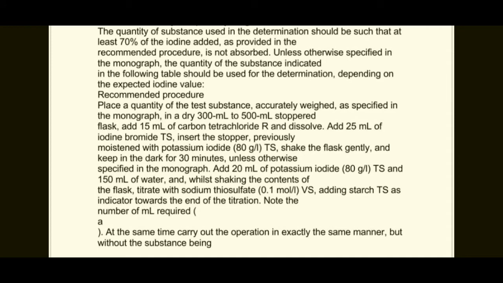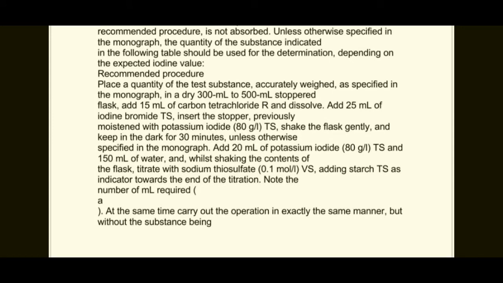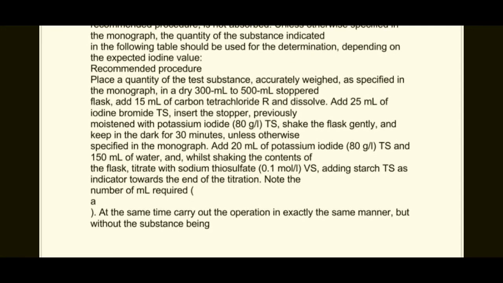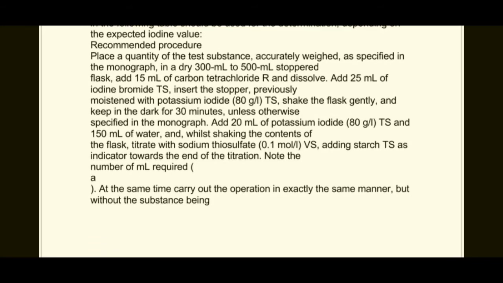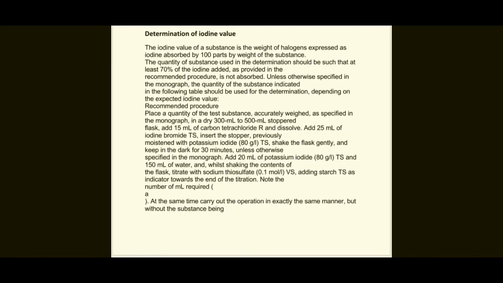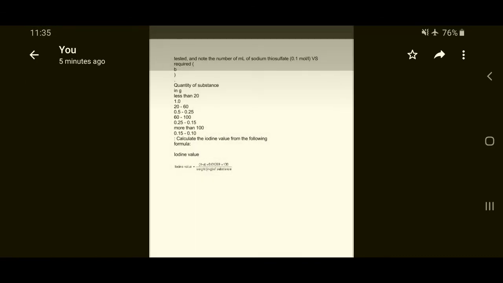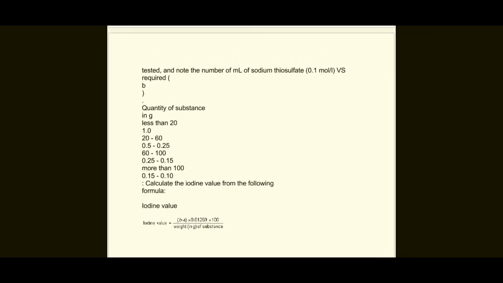Shake the flask gently and keep it in the dark for 30 minutes. Unless otherwise specified in the monographs, add 20 ml of potassium iodide (80 grams per liter) TS and 150 ml of water, shake the contents of the flask, titrate with sodium thiosulfate, adding starch TS, and note the number of milliliters required. Carry out the operation in exactly the same manner but without the substance being tested, and note the number of milliliters of sodium thiosulfate required.